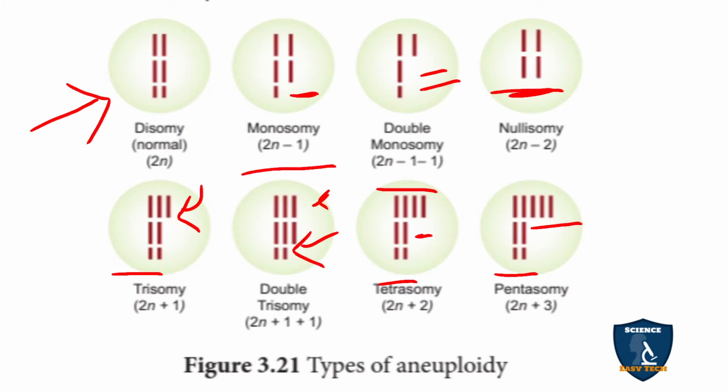This is the normal. If you see this diagram itself, you will understand what is hyperploidy and hypoploidy. So this is the hyperploidy diagram and this is the hypoploidy diagram. Now I am going to explain this in detail.